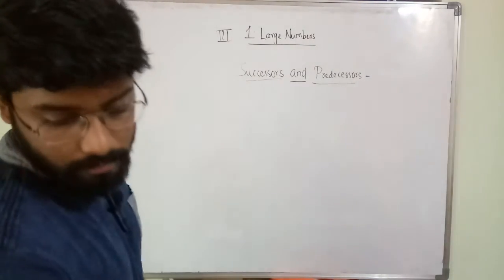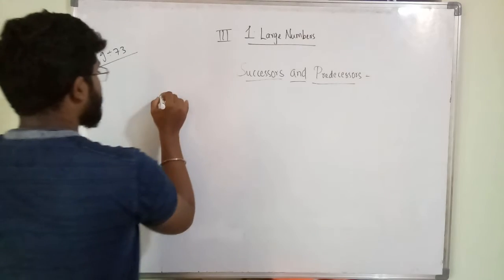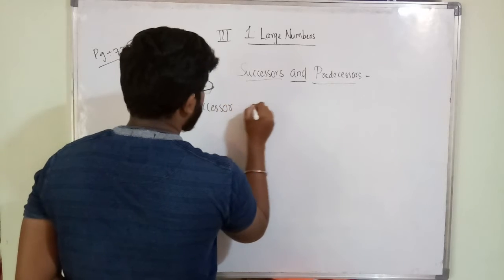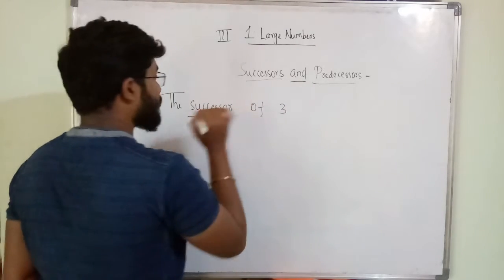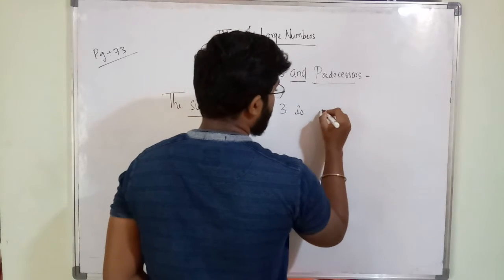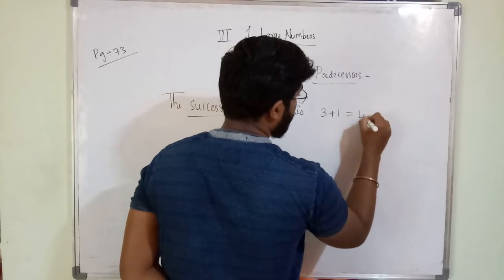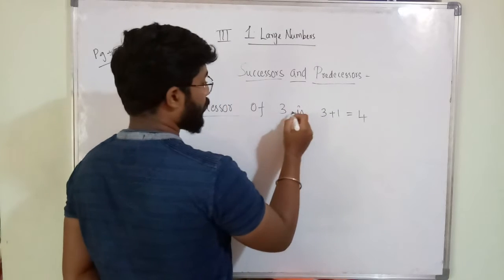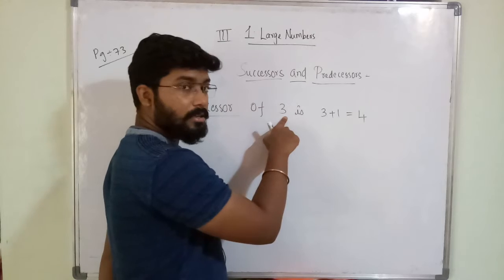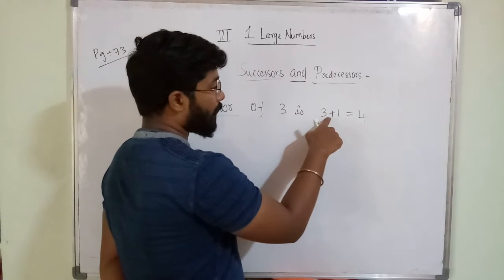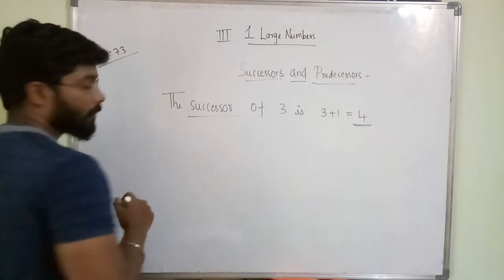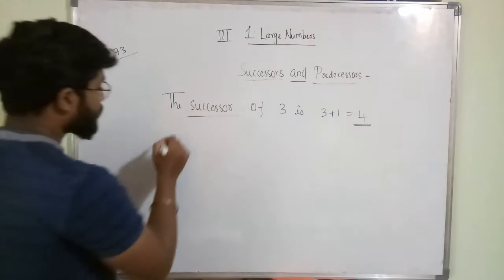Let us see, here he has given the successor of 3. He is asking successor, after number. So what you have to do? 3 + 1 = 4. Successor means you have to do +1 to the given number. He is asking about successor of 3, so I am adding 1 to the given number. 3 + 1, you will get 4. 4 is the successor.